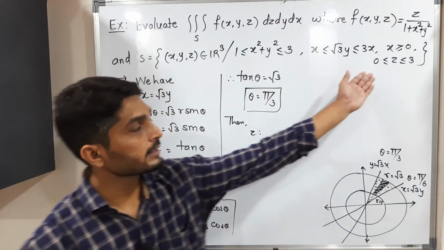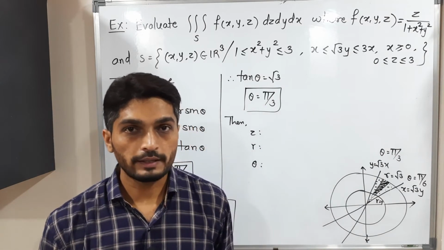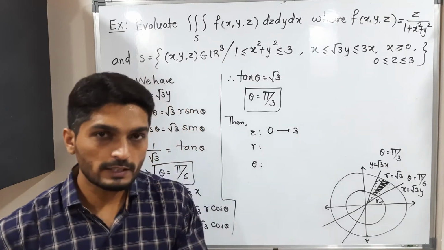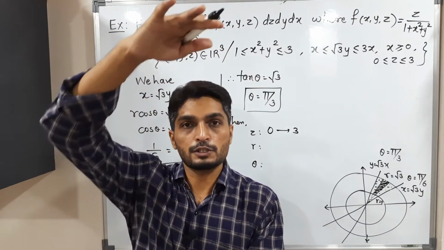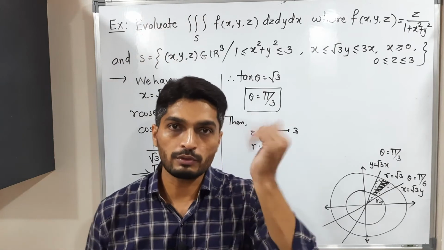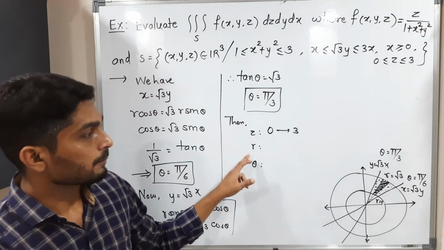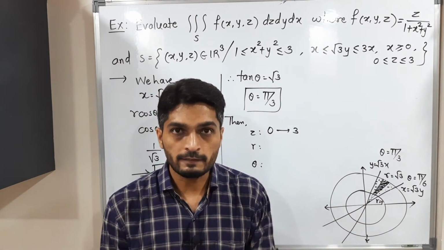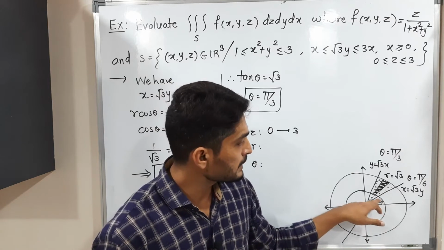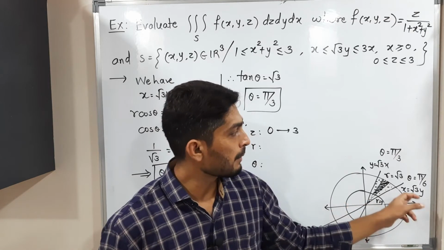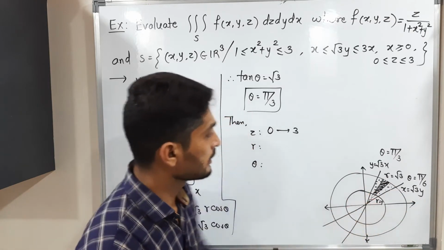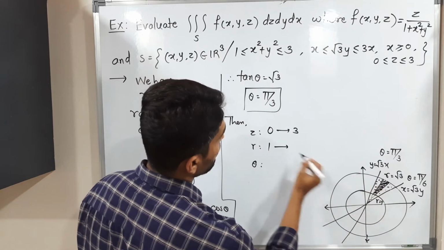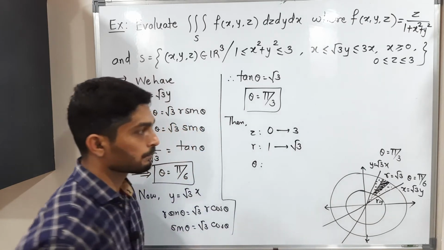So limits of z they have clearly mentioned, right? So z varies from 0 to 3. When we have a cylinder, obviously we start at bottom of cylinder and we finish at top of cylinder, so 0 to 3. Next, r. Actually the region starts at inner circle and it finishes at outer circle. The strip is bounded below by inner circle and bounded above by outer circle. So here the equation of inner circle is r is equal to 1 and equation of outer circle is r is equal to root 3.